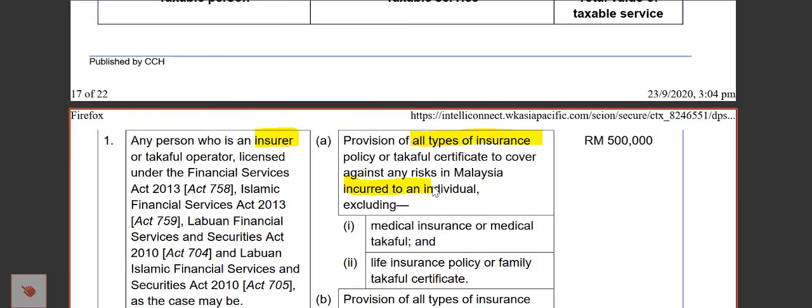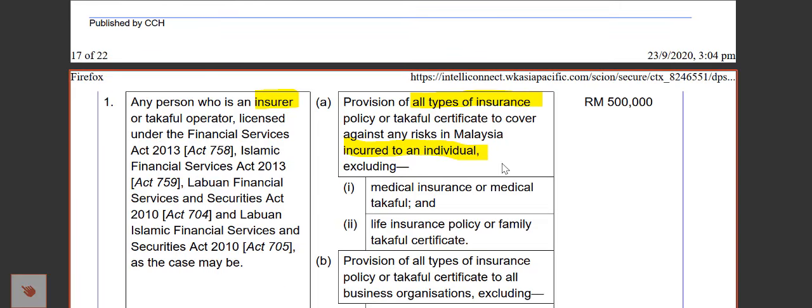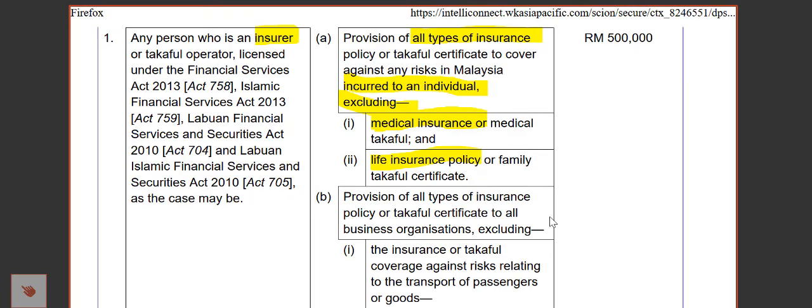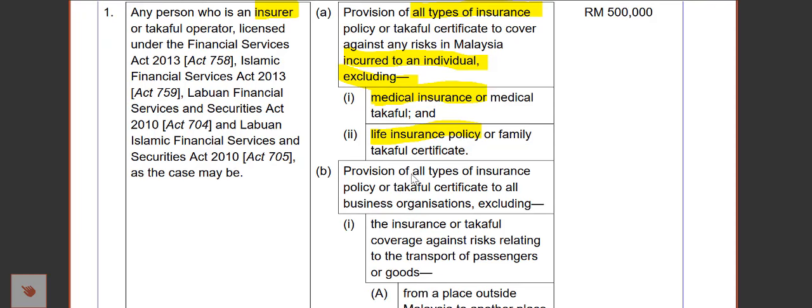All types of insurance to an individual except medical or life insurance. So if you buy a personal accident, you realize that even though you're an individual, you will still have a 6%, because as long as you're not buying medical or life insurance. Okay, now B, they say all types of insurance to all business organization.